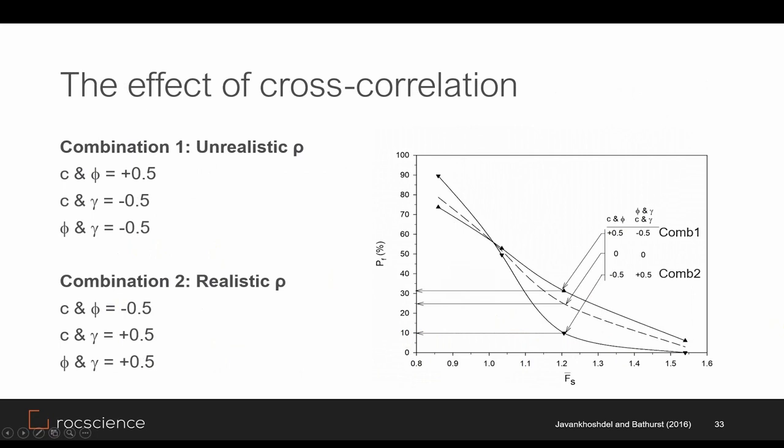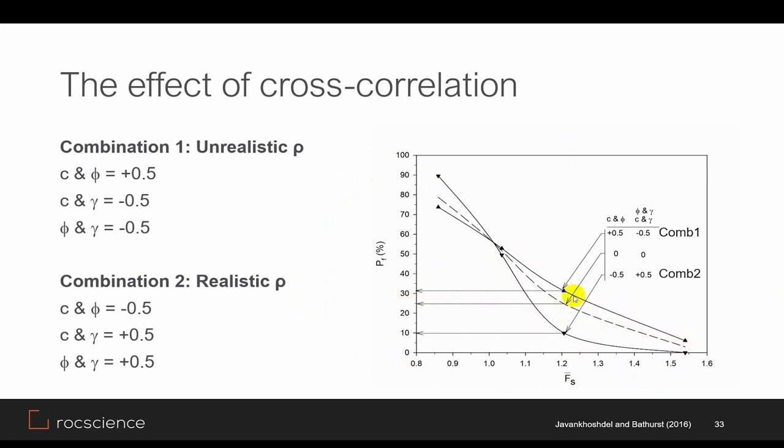So say we account for cross-correlation in our model. How does this affect our data? The plot on the right shows probability of failure on the y-axis and mean factor of safety on the x-axis. So for a given mean FS value, this dotted line represents the case of not considering any type of cross-correlation, and we see we get a probability of failure for this example of about 25%.